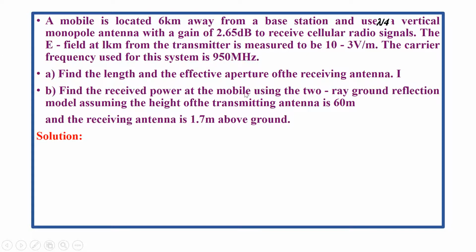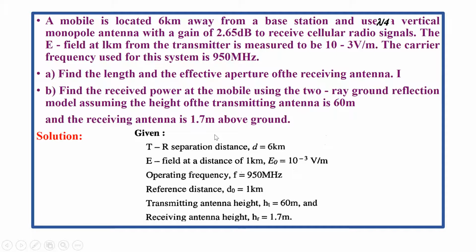Find the receive power of the mobile using two-ray ground reflection model. Assuming the height of the transmitting antenna is 60 m and the receiving antenna is 1.7 meters above the ground. So we'll go on with the solution.